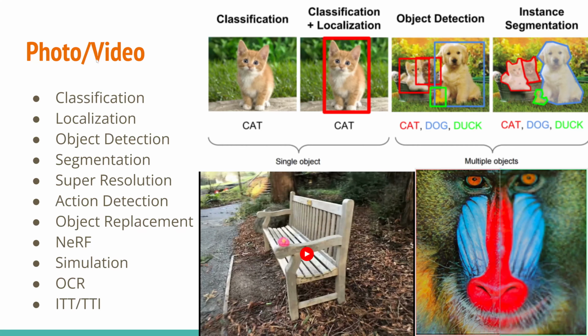So some things that you can do on photos and videos in regards to machine learning would be classification, localization, object detection, segmentation, and the rest of these items. Here you can see a picture of classification, which is the whole entire image. Give me one overall item that's in there. So this is cat. It cannot do more than just one.